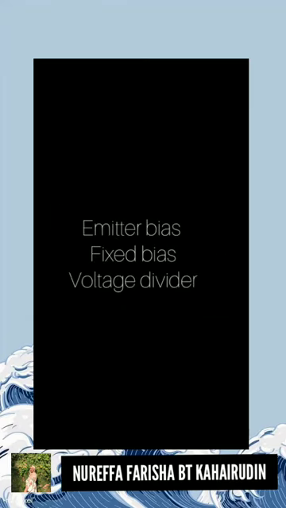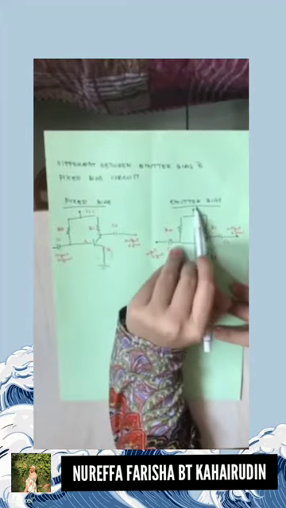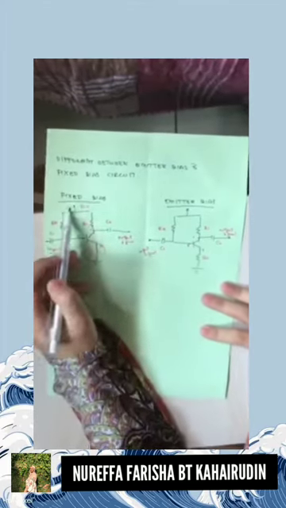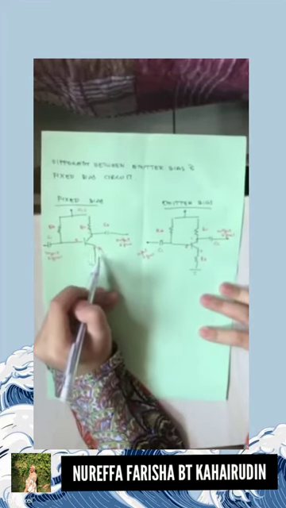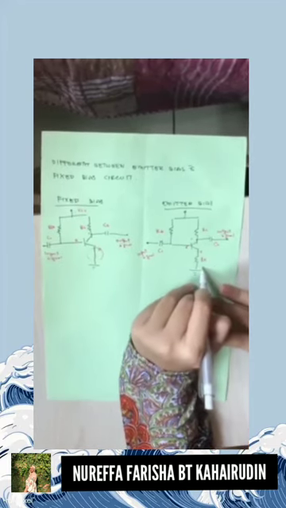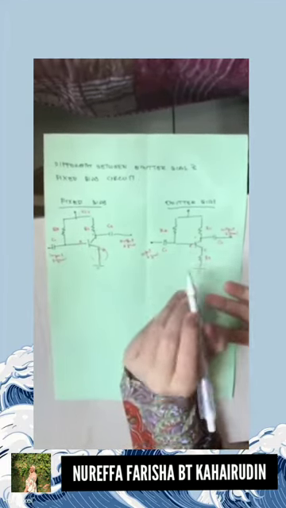Okay, the circuits of emitter bias, base bias and voltage divider are almost the same, but the resistor part is slightly different. Let me compare emitter bias and base bias to show the difference in the resistor. The circuit is almost the same, but base bias doesn't have a resistor at the emitter, but the emitter bias has a resistor at the emitter. So the question asks to design the emitter bias.